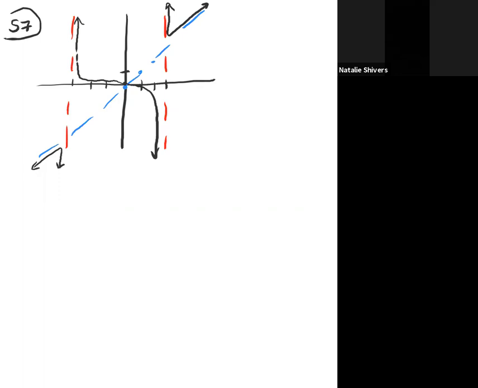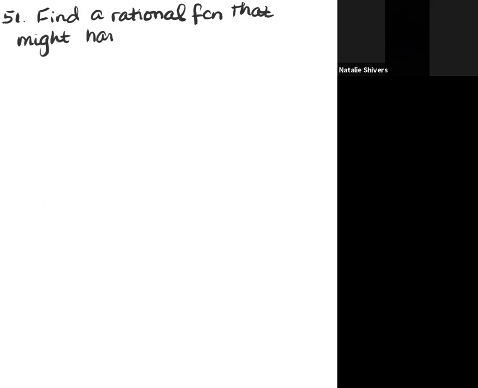All right, so the last one we're going to do is a good one for us to look at. It doesn't pop up on a test, but I really like this problem. So it's going to ask us to find a rational function that might have the given graph. So we're going to work this out. I'm going to draw it out for you.